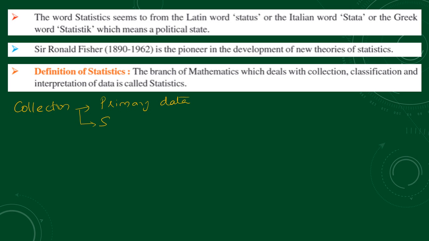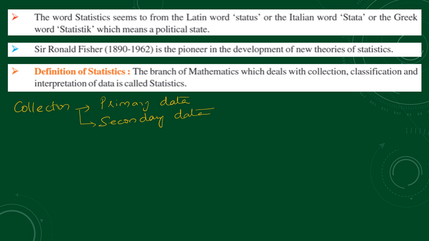Next, secondary data. Secondary data means if someone has collected the data and we are using it, then such data is called secondary data. In most cases we use secondary data, right? Because someone has written a book, or if you see Google, in Google itself you have a lot of information which is collected by someone, but we are using that data. Hence we call it secondary data, right?